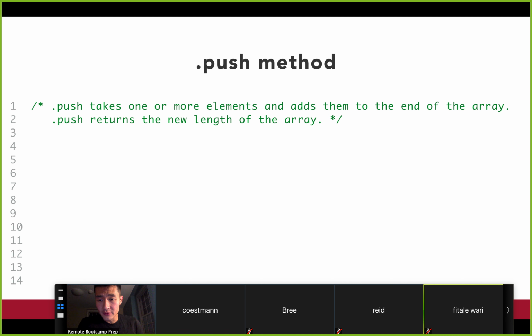So the first one is very simple. It's called the .push function. All it does is it takes one or more elements and adds them to the end of the array. It also returns the new length of the array, and I'll talk about that in just a second.